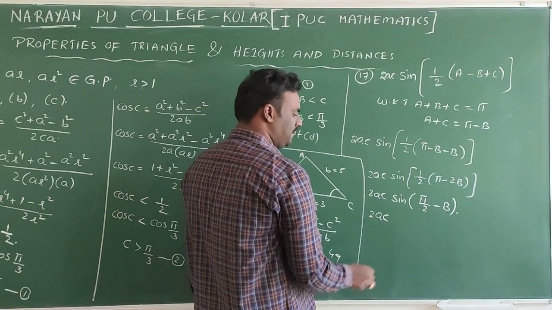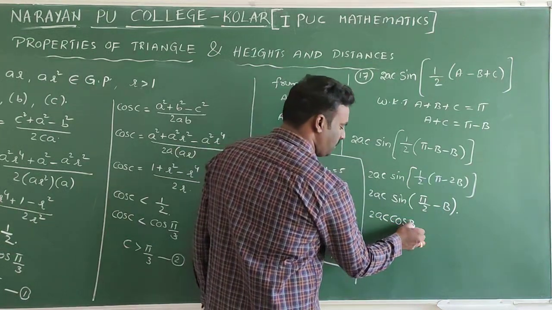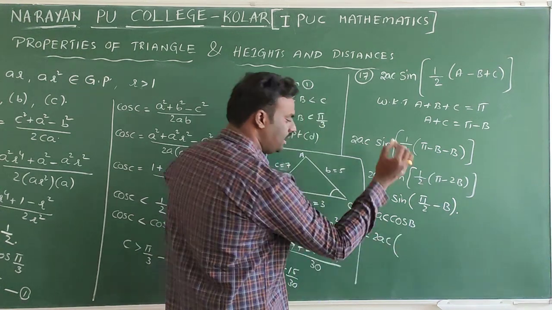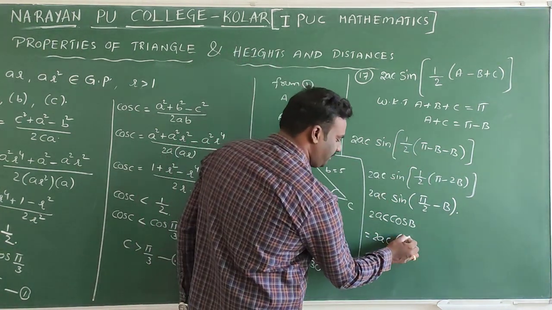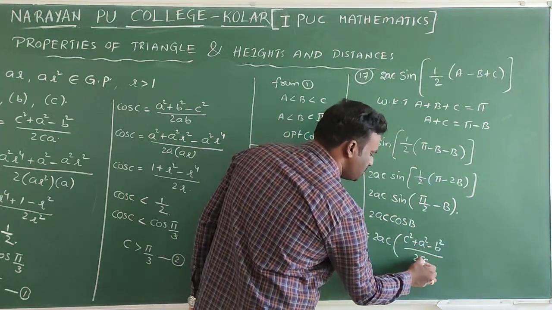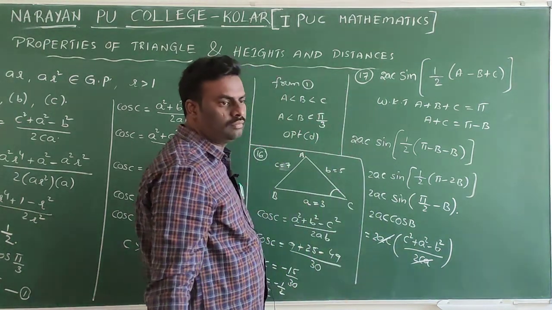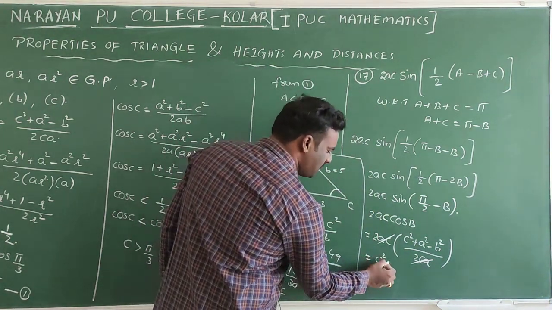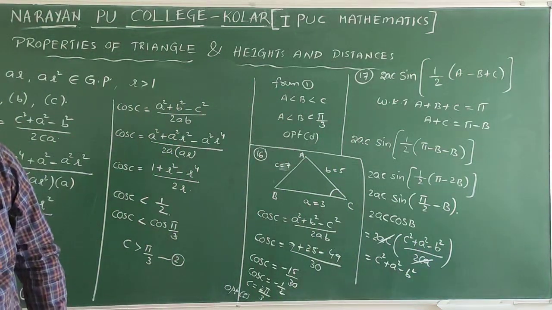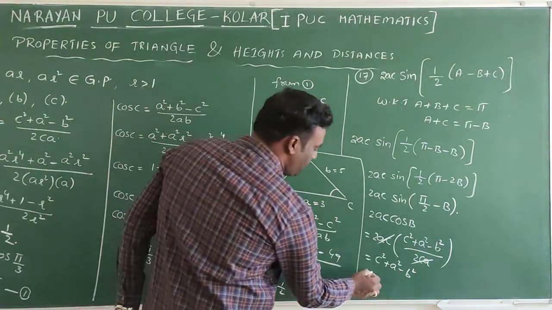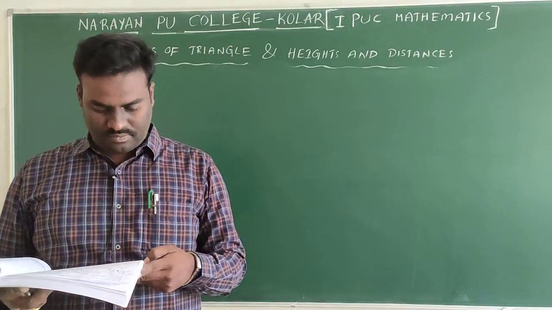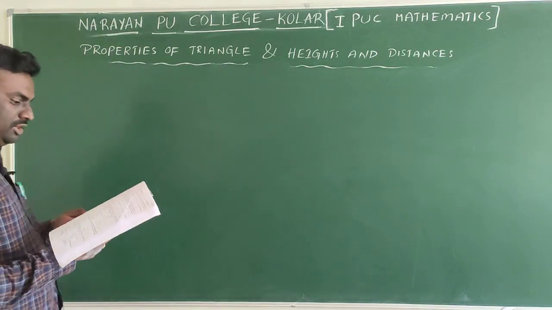Now 2AC cos B. Now if you apply the cosine rule, in place of cos B we can write C square plus A square minus B square by 2CA. Now the final answer is C square plus A square minus B square. That is nothing but option B is the correct answer. Next, 18th question.